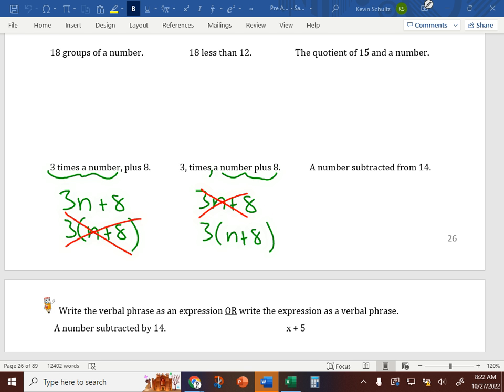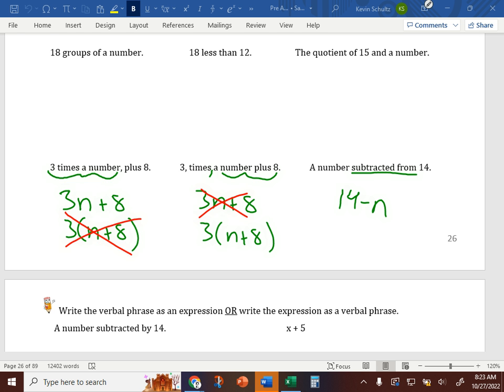How about the last one on this page here? A number subtracted from 14. This is the one you've got to be a little careful with. This is right, Landon? Yeah, that phrase subtracted from means you're starting with 14 and subtracting a number from that. So that phrase subtracted from, remember that order is going to switch. Going to flip-flop.